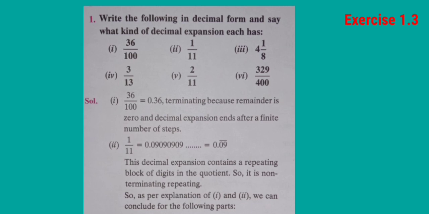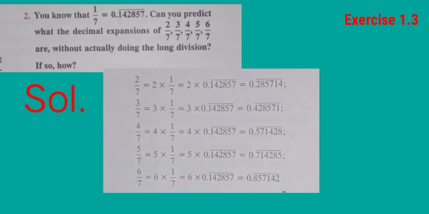Now see question number 2. Now students, question number 2 says you know that 1 upon 7 equals 0.142857 bar. It means 142857 is repeating itself after the decimal: 0.142857, 142857, 142857 dot dot dot. Can you predict what the decimal expansions of 2 upon 7, 3 upon 7, 4 upon 7, 5 upon 7, 6 upon 7 are without actually doing the long division?